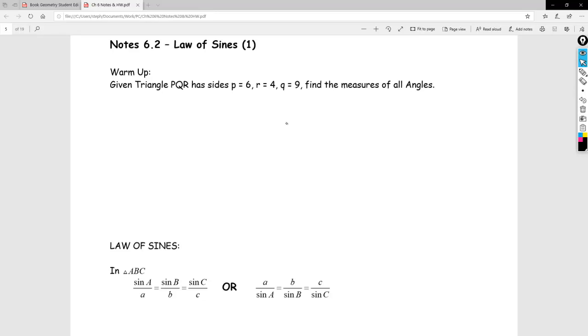Everyone, we are moving on to law of sines today, which is super useful. Just for our warm-up, we're going to practice using the law of cosines, so I'd like you to go ahead and pause the video and try to work this out on your own first.